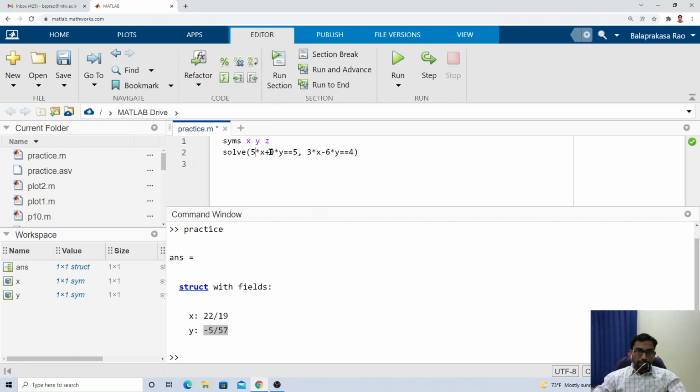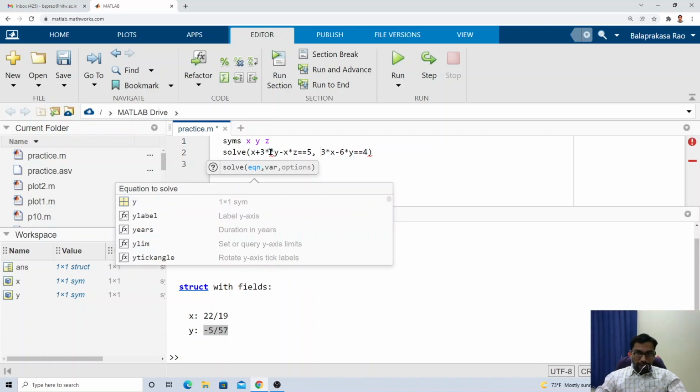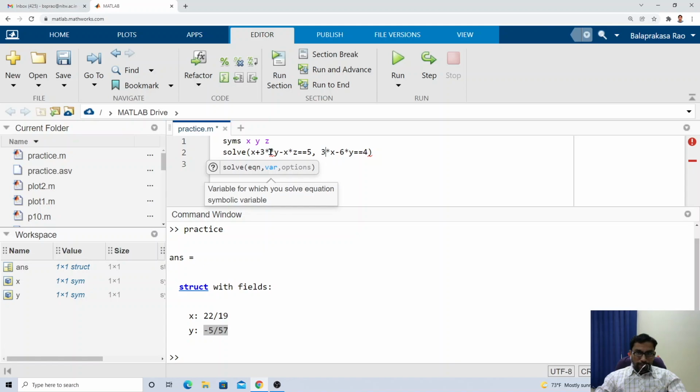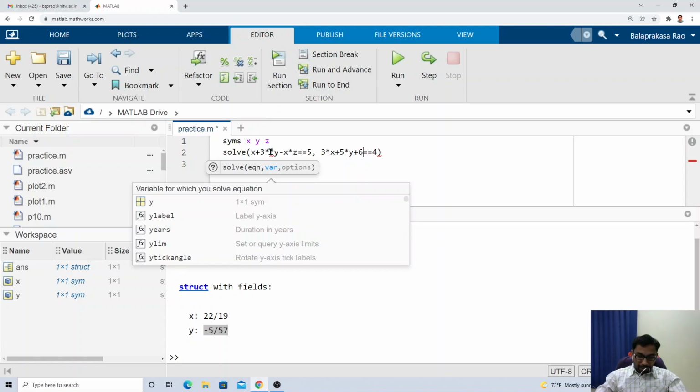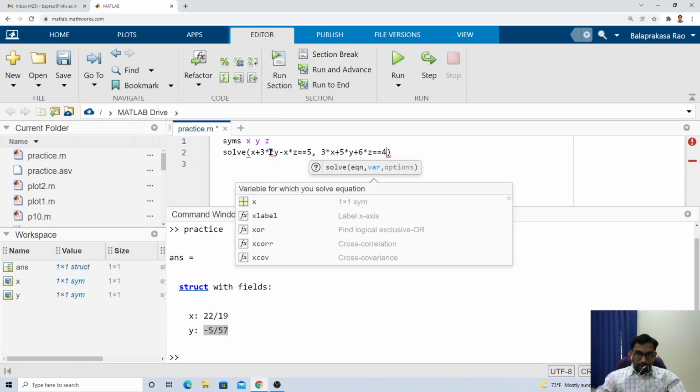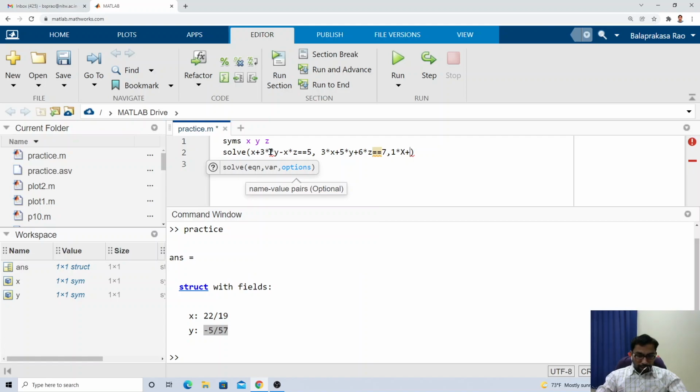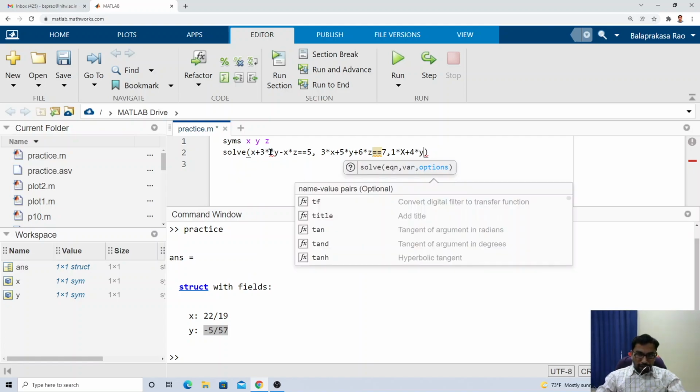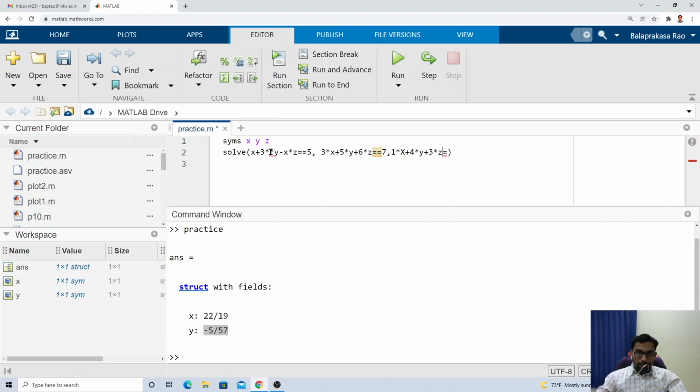Let us give something with three variables x, y, z. Let me define the first equation: x plus 3 times y minus 2 times z equals 5. Similarly, 3 times x plus 5 times y plus 6 times z is equal to, let us say, 7. Similarly, let me give the third equation: 2 times x plus 4 times y plus 3 times z is equal to 8.